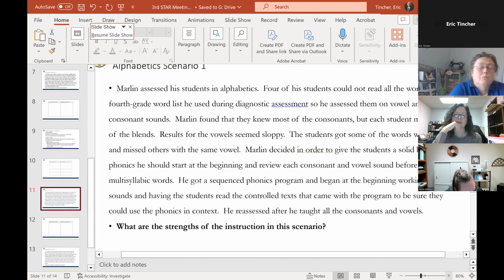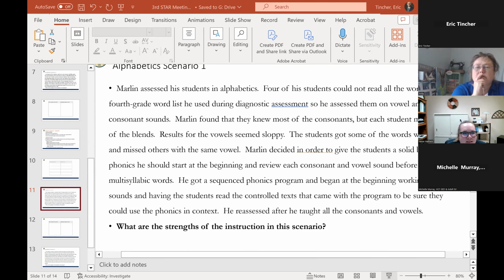Okay, so what are the strengths of instruction that you see in this scenario? I like how thorough he was with assessing the students. Michelle and Jamie, Michelle, do you want to go first? Okay, I'm sorry, Jamie. I was just saying I liked how thorough he was.